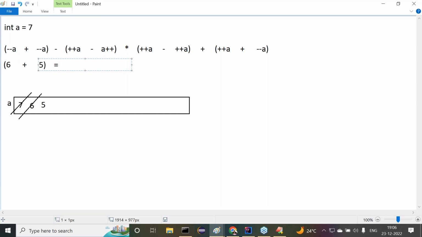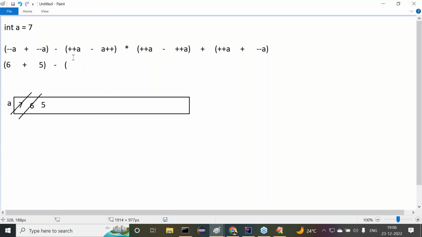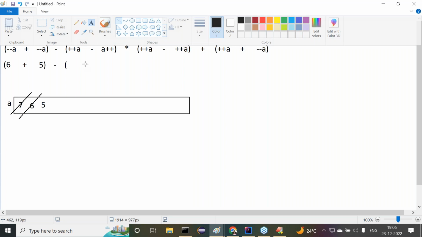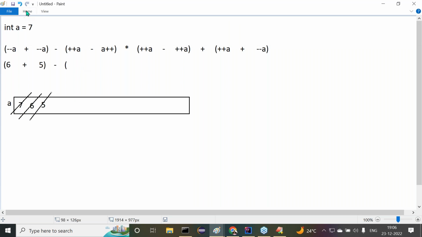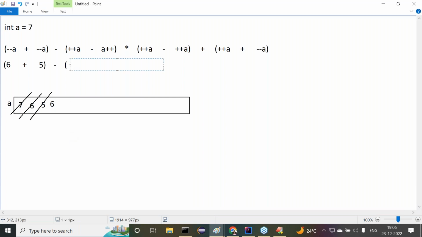Next, after completion of this, again we have parentheses. Now this time it is plus plus k. That is a pre-increment. Whenever it is a pre-increment, the 5 value is incremented by 1. That is the value 6 we are getting. That 6 value will participate in the expression.